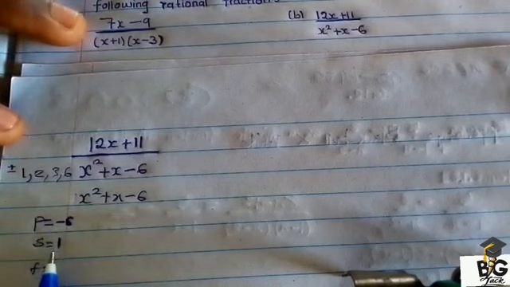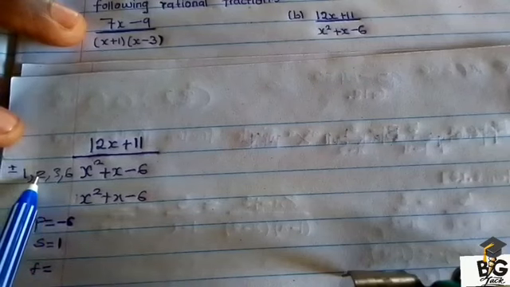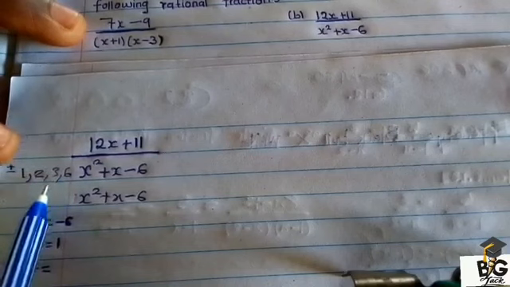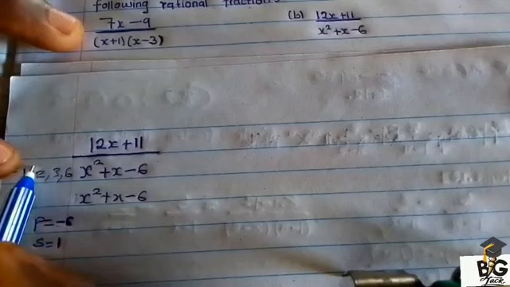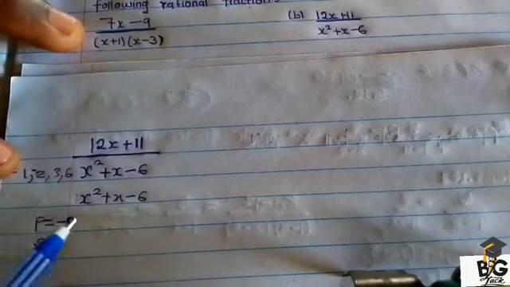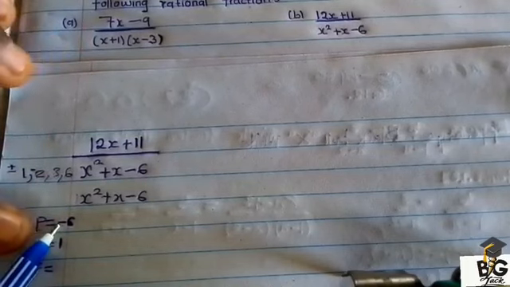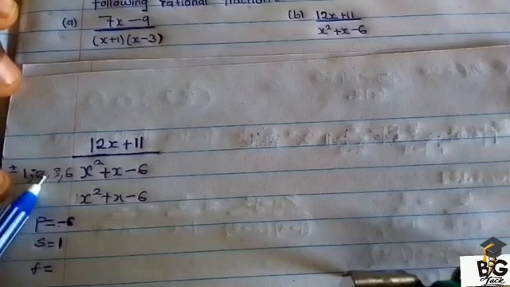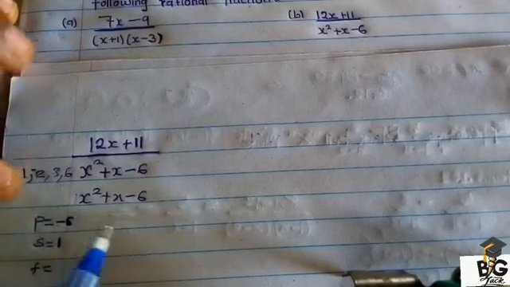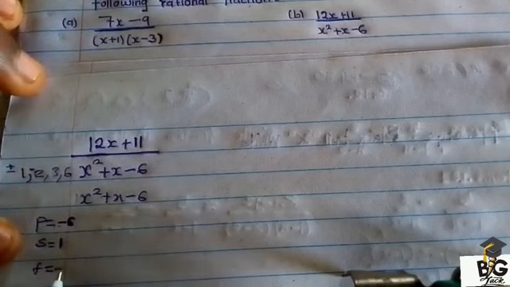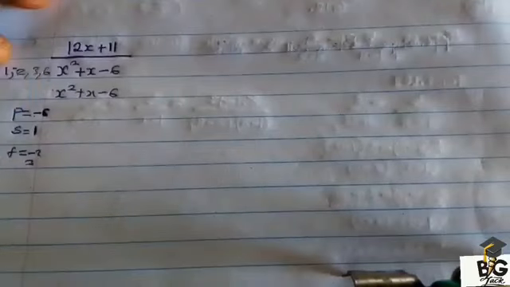Let's say, for example, if you choose positive 2 and positive 3, you're not going to get negative 6. So if I put negative on 2, negative 2 multiplied by positive 3 gives negative 6. Then when I add them, the answer is positive 1. So the factors here are negative 2 and positive 3.